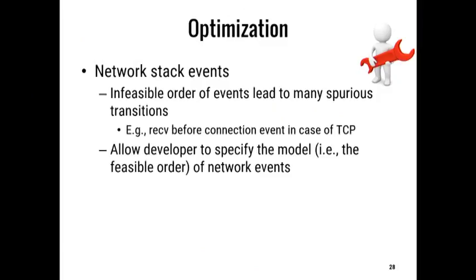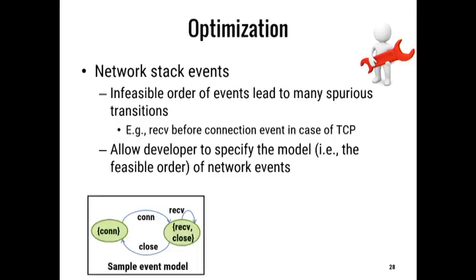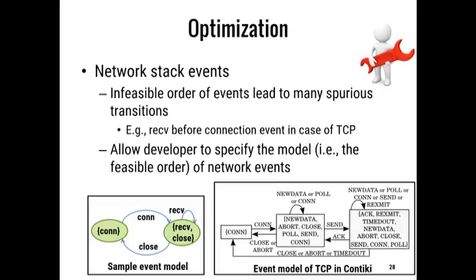So we allow developers to specify the feasible order of network events. Let's say the protocol is implemented on top of TCP or UDP, the developer can specify that this is the feasible order. I'll show you an example here. It says that at the beginning, only a connection is possible. Once you get a connection, then you can receive new packets or even an event that will close the connection. So this is a sample event model, and this is the event model of TCP from the implementation of Contiki OS.